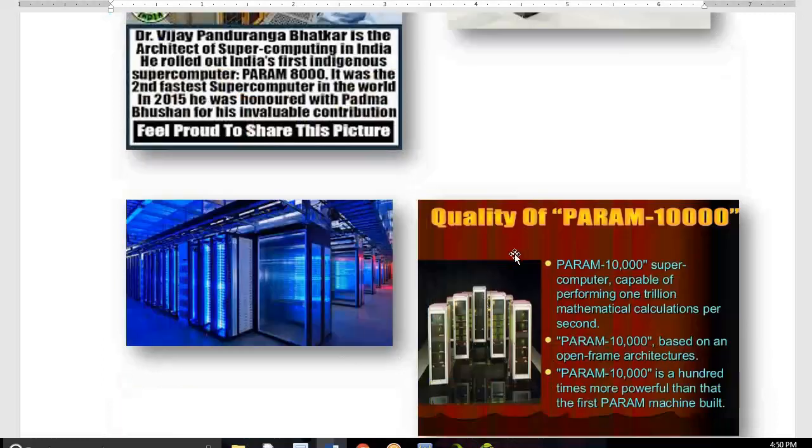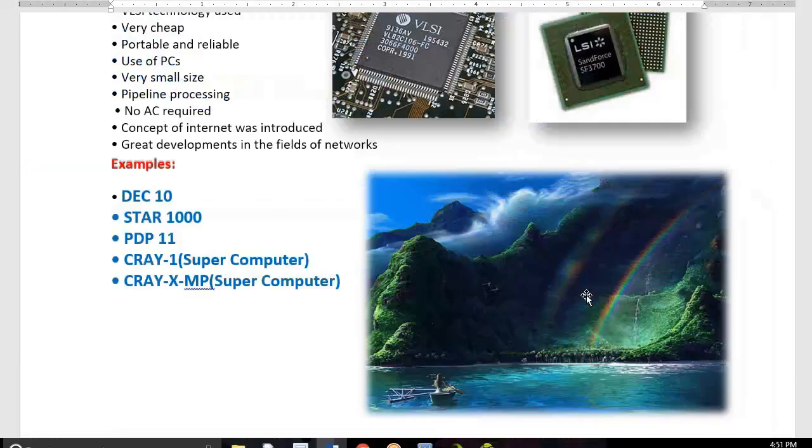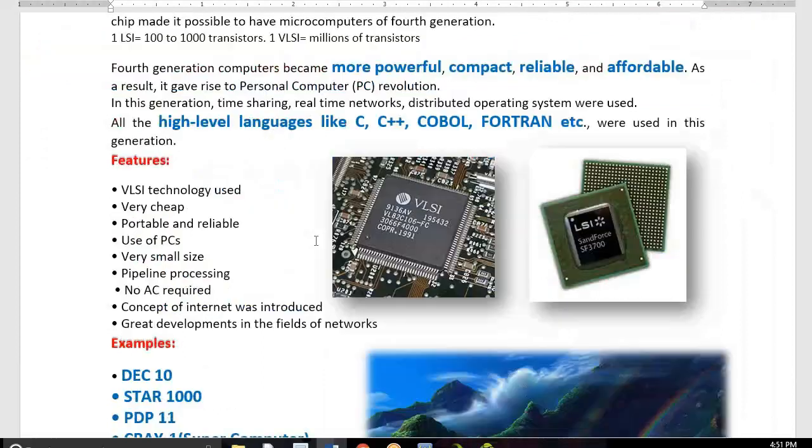Quality of Param 1000. This is a different version. Param 10000 supercomputer capable of performing 1 trillion mathematical calculations per second. It was based on open frame architectures. It is 100 times more powerful than the first Param machine built. Such machines were introduced because of the 4th generation of computers.